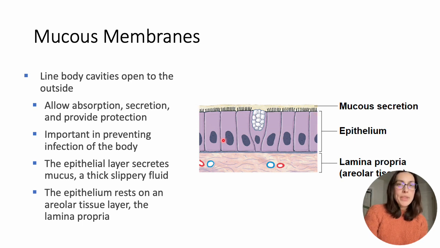The epithelial tissue of mucous membranes sits at the basement membrane. It sits on areolar connective tissue, and that areolar connective tissue that supports epithelial tissue of mucous membranes is called lamina propria. And I think that's all we need to know.